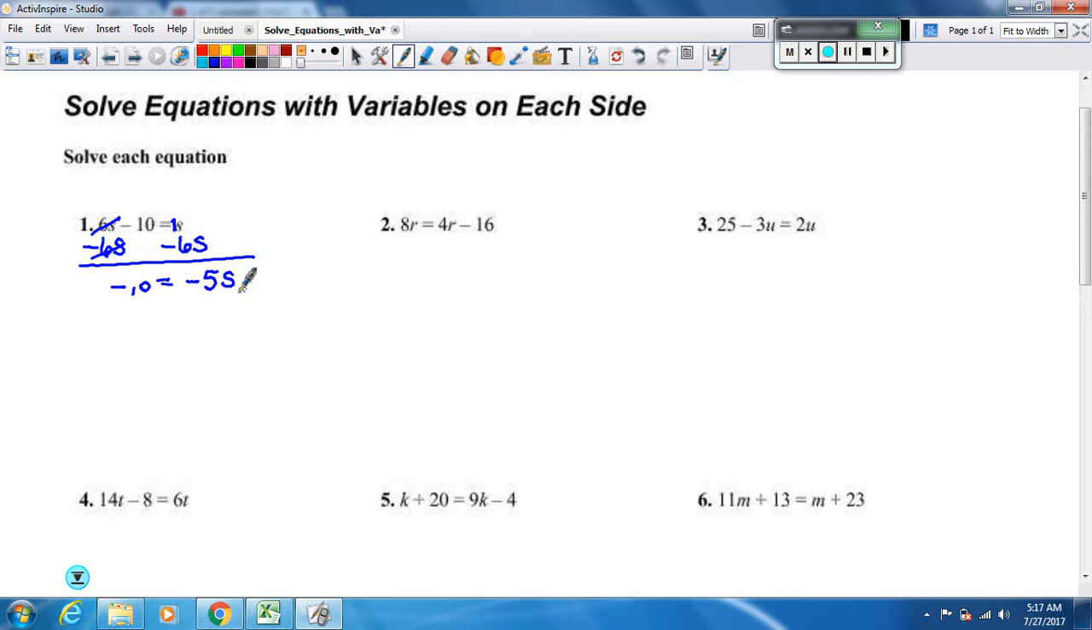Okay, now you've got to get your variable, your letter by itself, so you've got to see what's happening to it. If it's stuck together like this, it's being multiplied. Negative 5 times s. The opposite of times is divide. So I divide both sides by whatever is stuck to my letter.